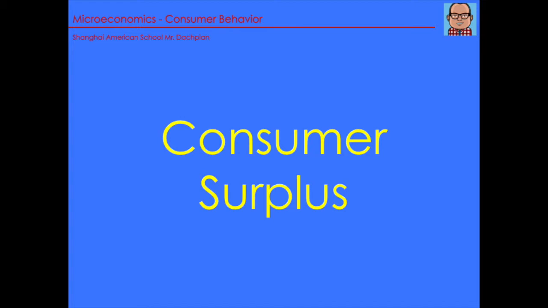For example, assume a consumer goes out shopping for a new cell phone and is willing to spend $250. When this individual finds that the cell phone on sale is only $150, economists would say that this person has a consumer surplus of $100.